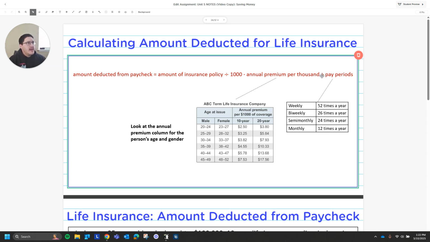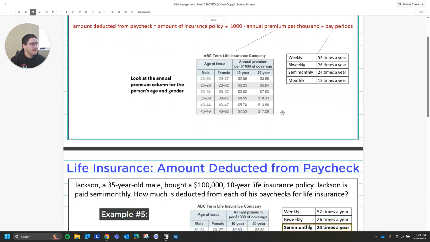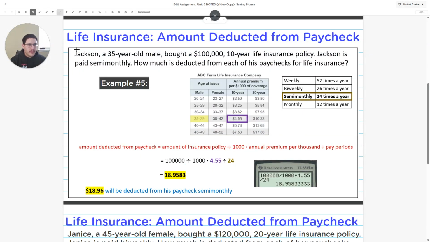And then the last thing we're going to do is divide by the number of pay periods. If you get paid weekly, we're going to divide by 52. Semi-monthly, we're going to divide by 24, and so on and so forth. So we can figure out how much gets deducted per paycheck. Okay, so let's look at this example now.